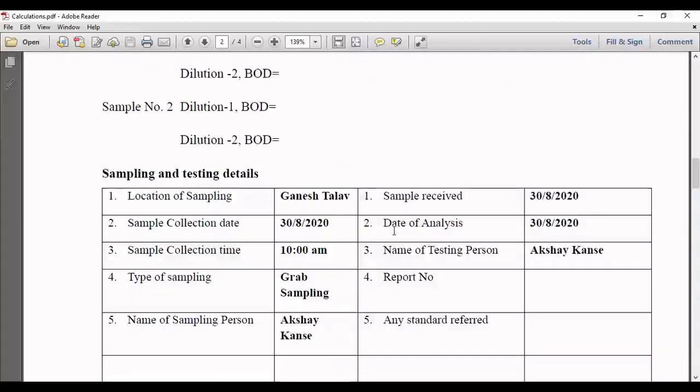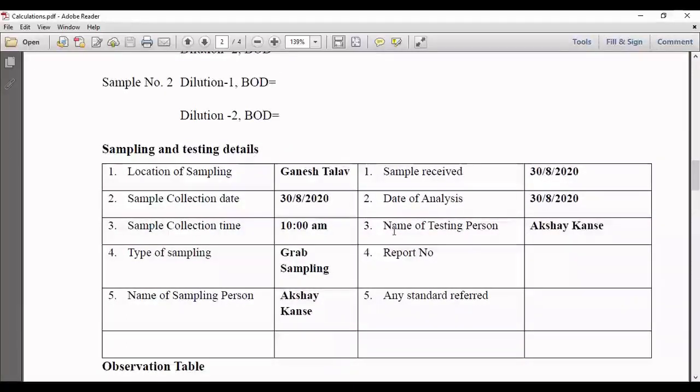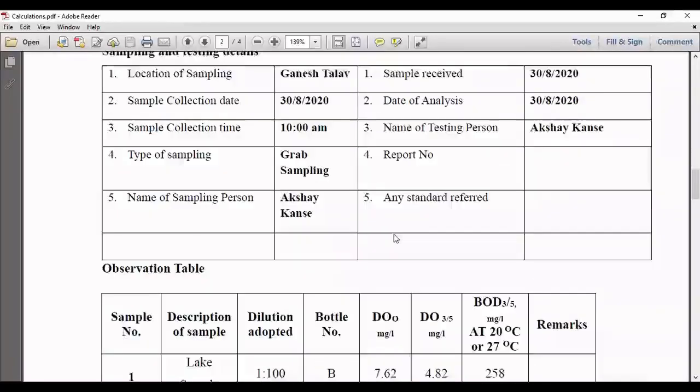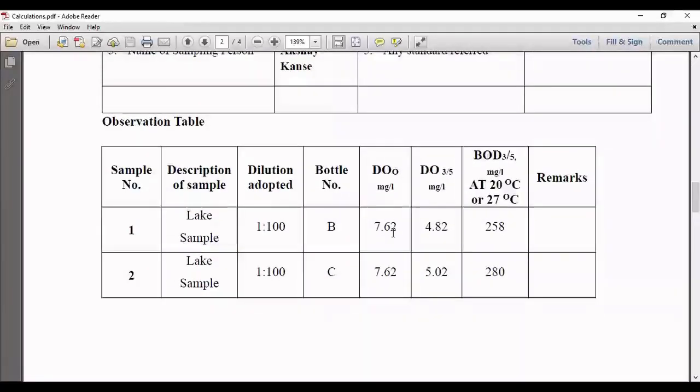Similarly, we have also put down the sampling and the testing details, so you can fill up the details accordingly here, right? Similarly, the observation table we had can also be filled up accordingly.